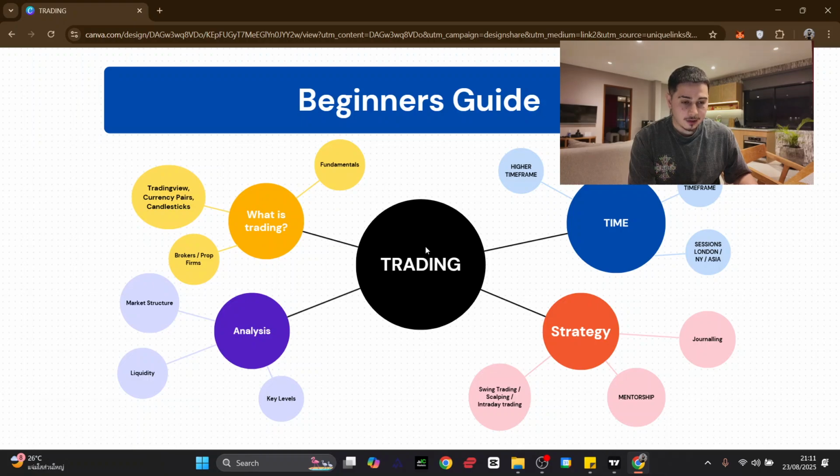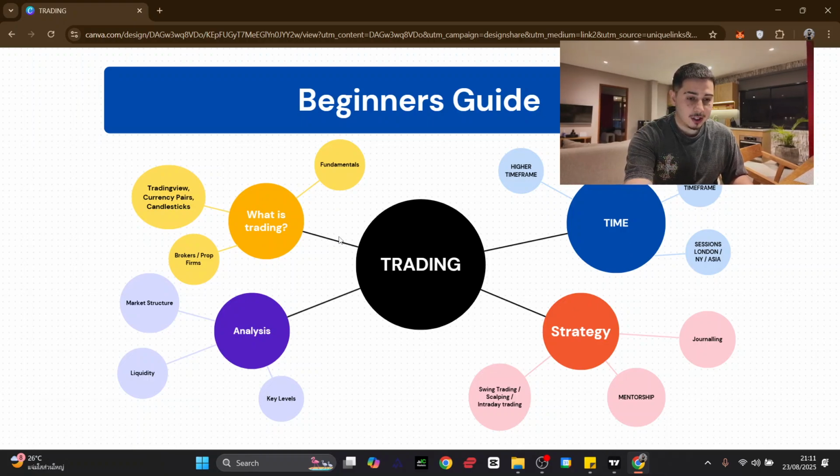So this is a beginner's guide that I shared with my friends and family and also some of the new traders that have entered my group. And I'm going to share this with you now and just break down what this looks like. So to start off with, we're going to break this down into 4 parts. So this is strategy, time, what is trading, and the actual analysis as well.